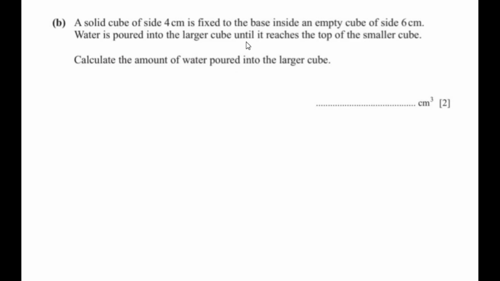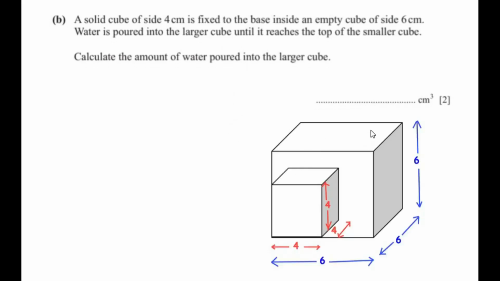So let us try to understand this question by using a rough figure first. Here we have shown the bigger cube of side length 6 cm, whose length is 6, width is 6 and height is 6. And inside the bigger cube, a smaller cube is being placed on the base of the larger cube. And the dimensions of the smaller cube are length 4 cm, height 4 cm and width 4 cm.